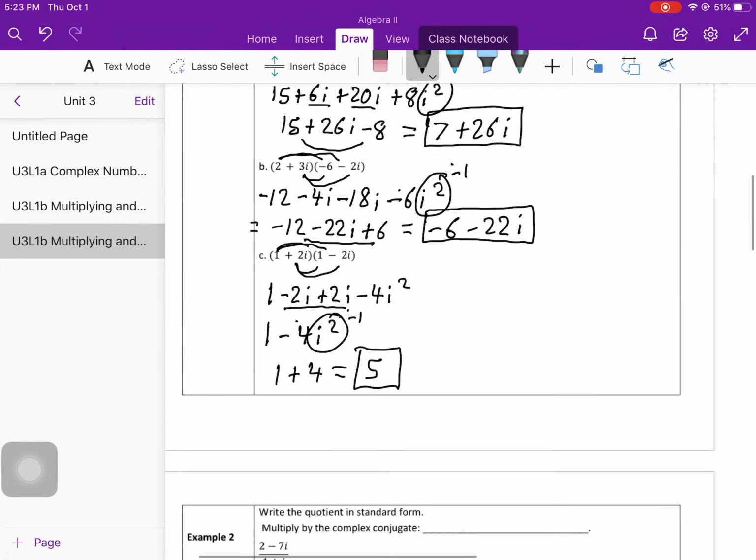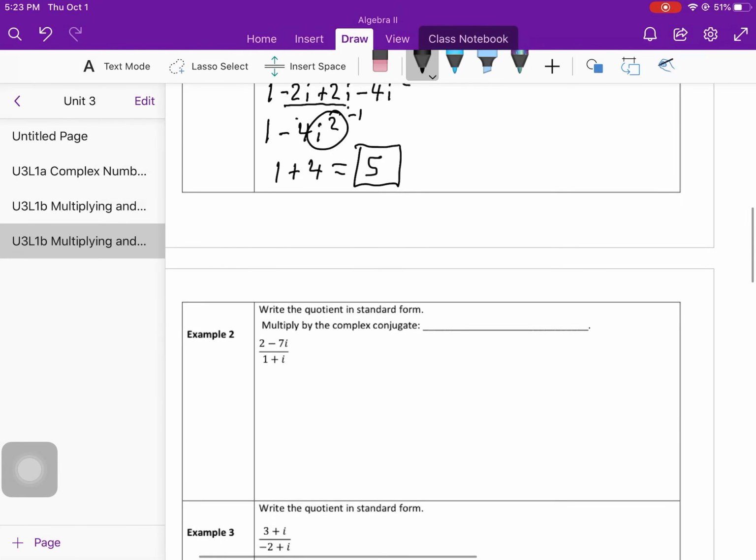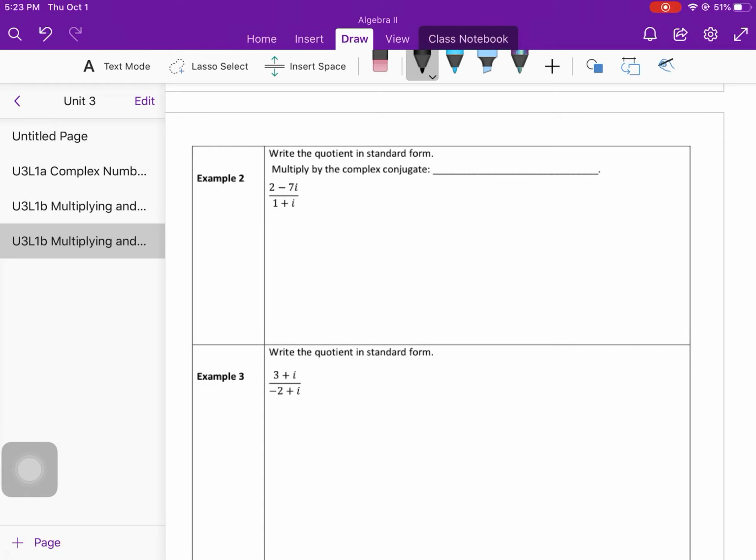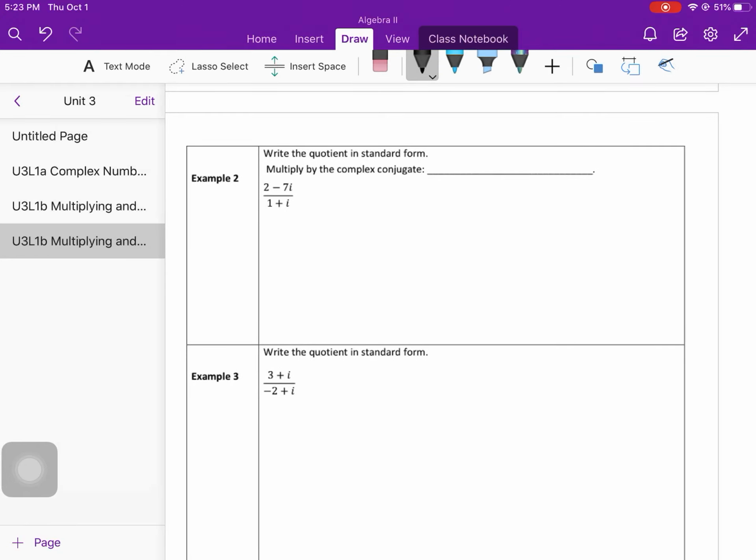Example 2, now we're getting into rationalizing the denominator. This is like dividing with complex fractions, or complex numbers, excuse me. So write the quotient in standard form, multiply by the complex conjugate. The complex conjugate is whatever the complex number is on the bottom, but it's the opposite sign. So notice, this is 1 plus i, so the opposite of that would be 1 minus i. We only change the sign that's in the middle. So we need to multiply by 1 minus i on the top and the bottom.